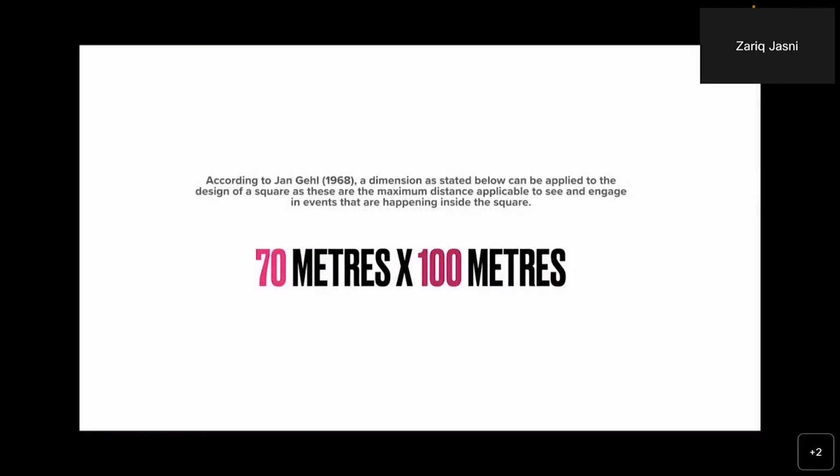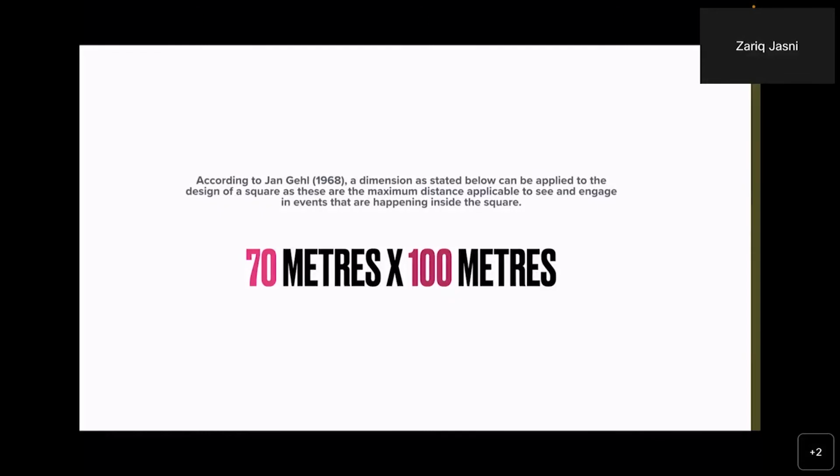And then according to Yangel, a dimension as stated below can be applied to the design of a square, as these are the maximum distance applicable to see and engage in events that are happening inside the square. So Yangel proposed that the ideal size of a public square is 70 meters by 100 meters.